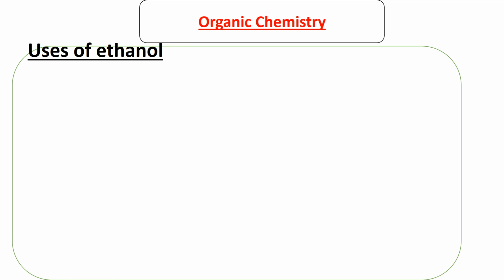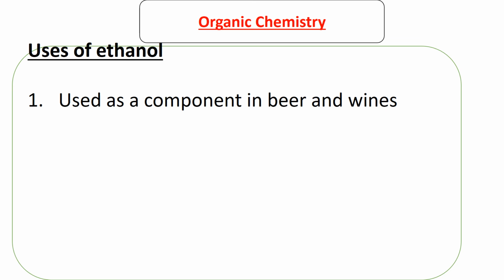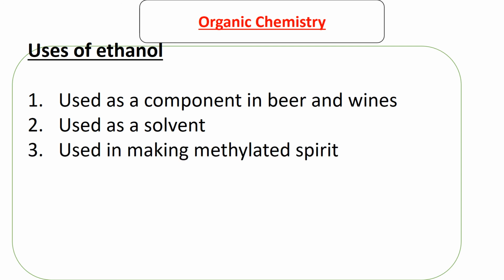And we finish this with uses of ethanol. First, it is used as a component in beer and wines. Second, it is used as a solvent. Third, it is used in making methylated spirit. It is also used as a fuel. So these are some good uses. Some of them you're familiar with. For example, used as a solvent.